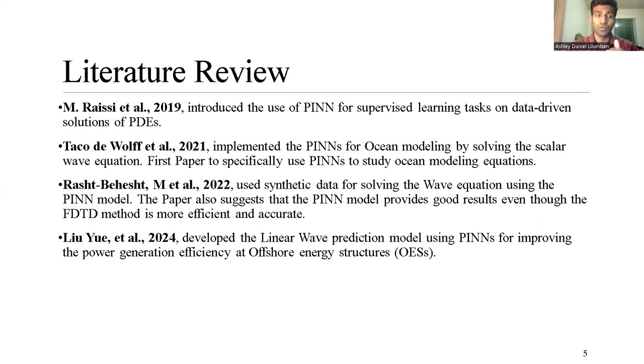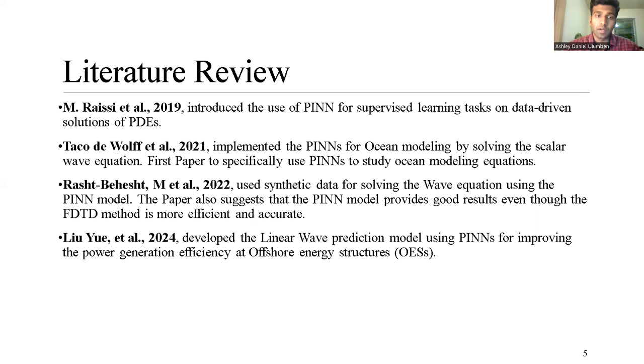And the main papers that we have used to model our own project are Taco de Wolf and Liu Yu. Taco de Wolf implemented the physics-informed neural network for ocean modeling, which is probably the first paper using physics-informed neural networks for ocean modeling. And it was able to predict the propagation and elevation of waves between 0 to 0.13 seconds.